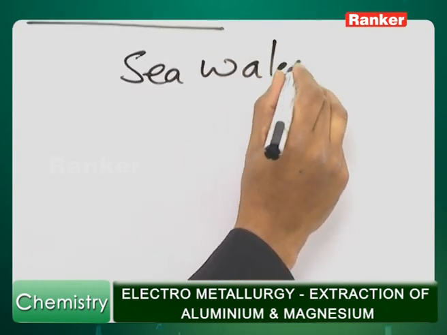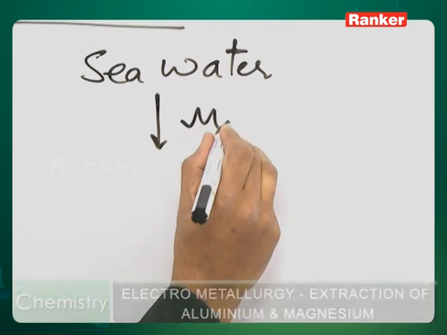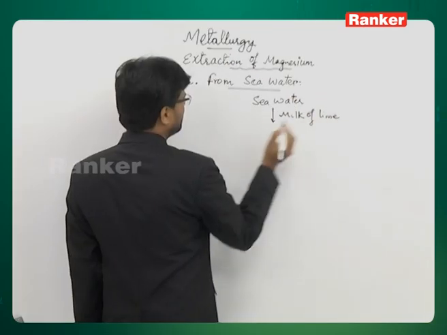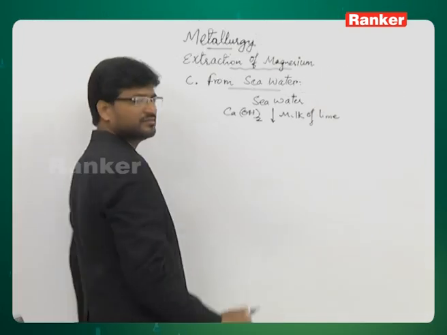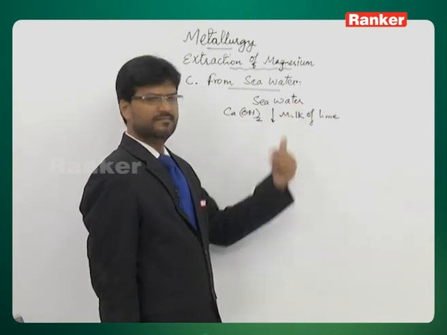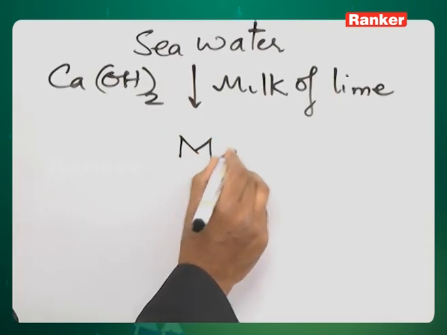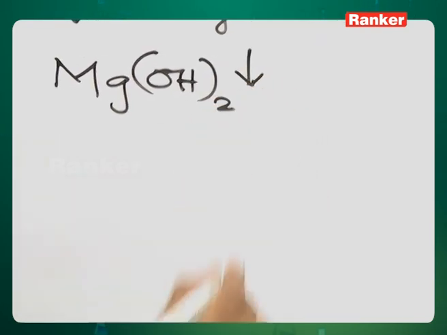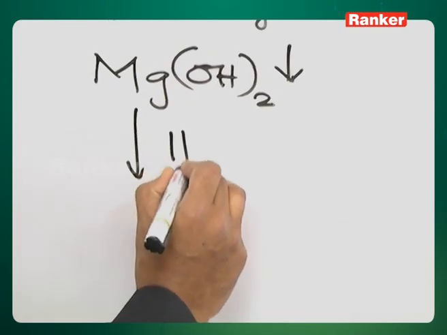Seawater contains Mg2+ ions. To the seawater we add milk of lime. Milk of lime is a suspension of calcium hydroxide. So milk of lime is added to seawater. The magnesium ions present in seawater will react with OH- to give the insoluble substance Mg(OH)2. Magnesium hydroxide is formed. This is then treated with HCl.